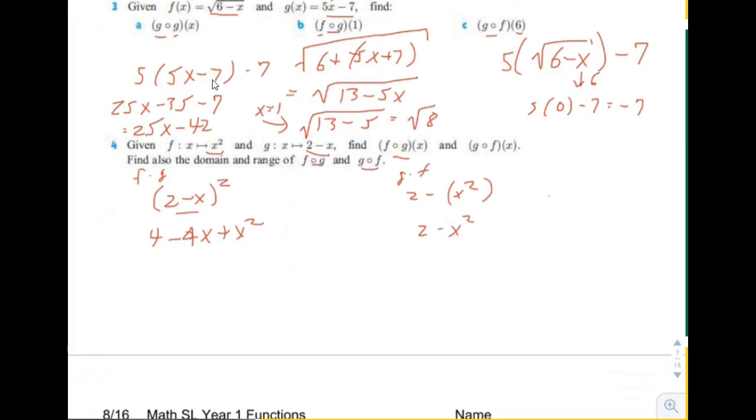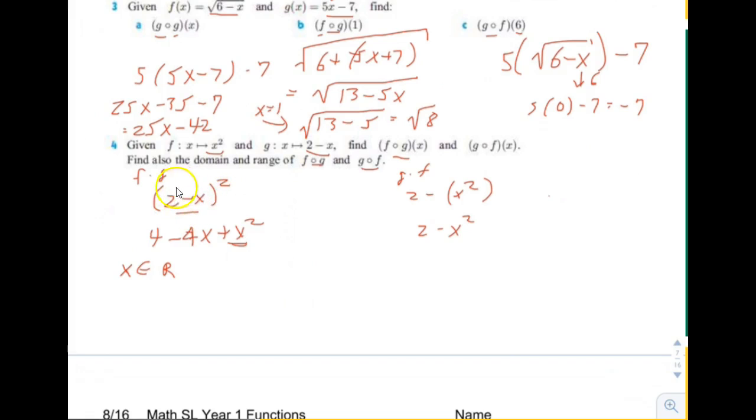And then we find the domain and range of each one. So the input of f follows g would be basically any real number. And the input of this function, let's take a look at this. What kind of values can 2 minus x squared take on?